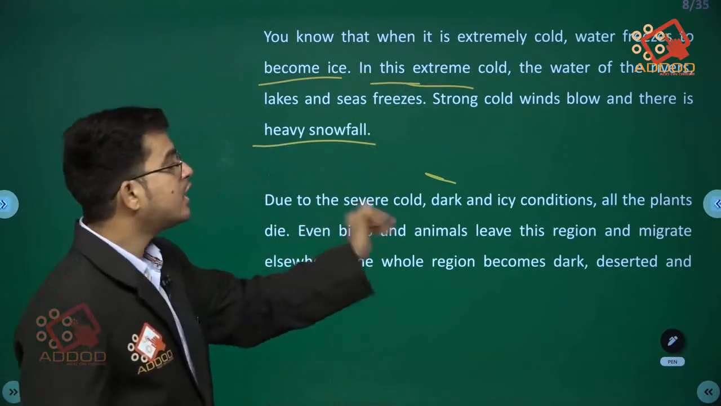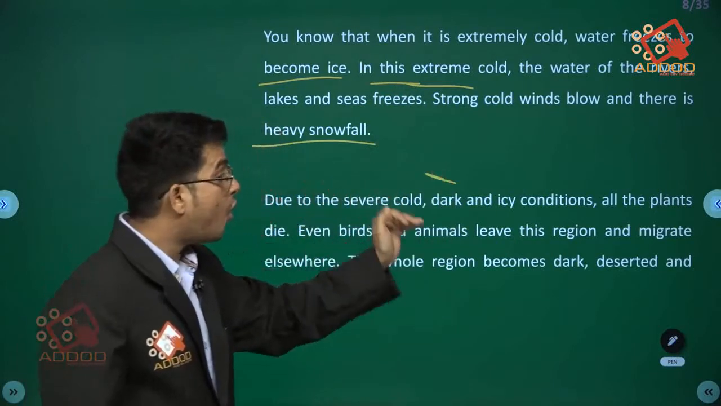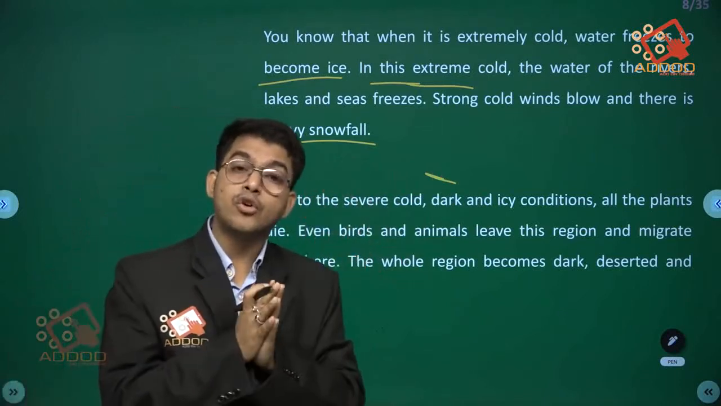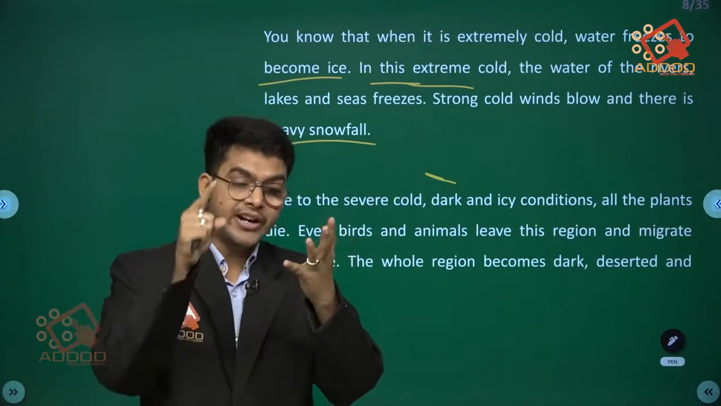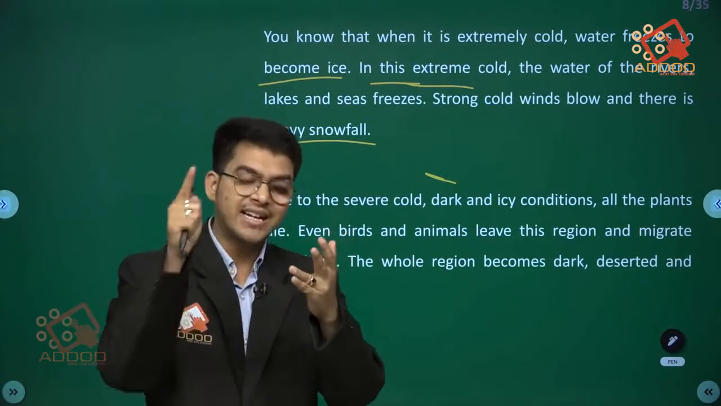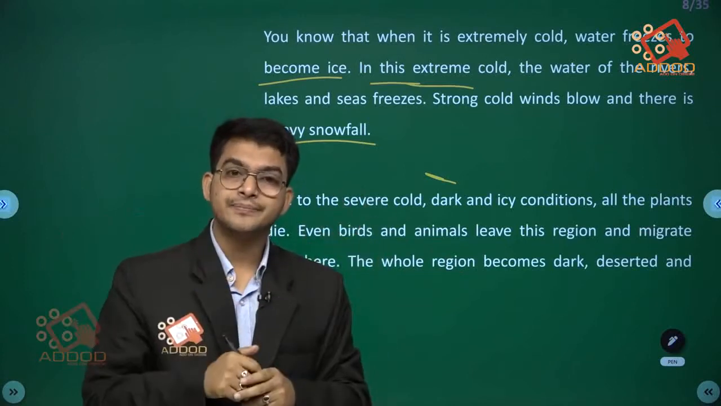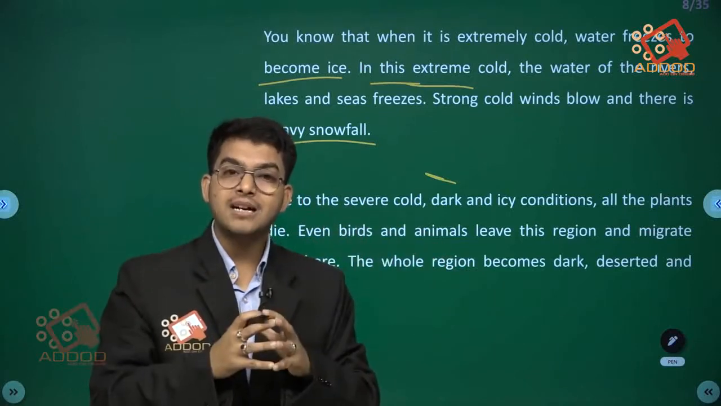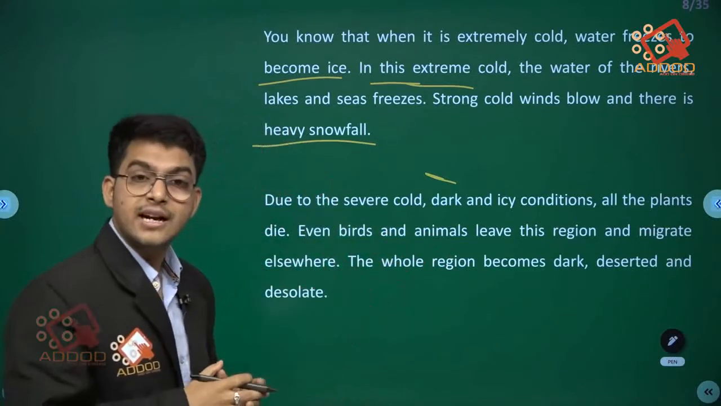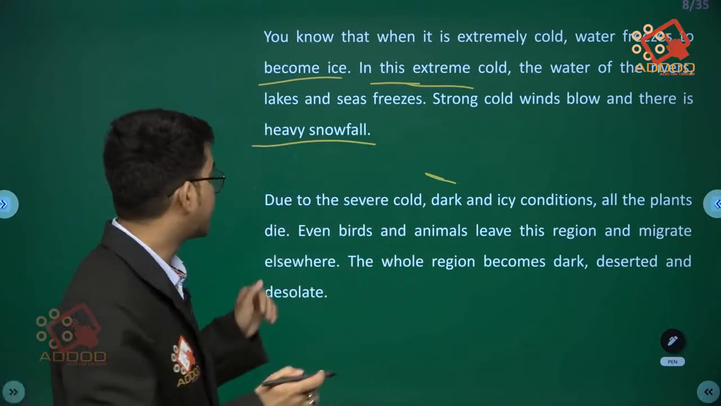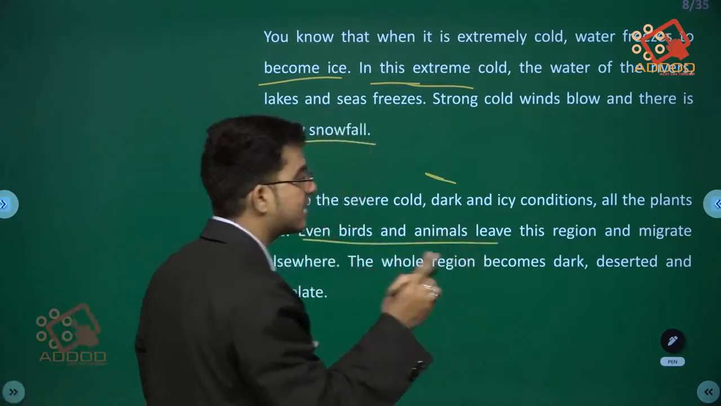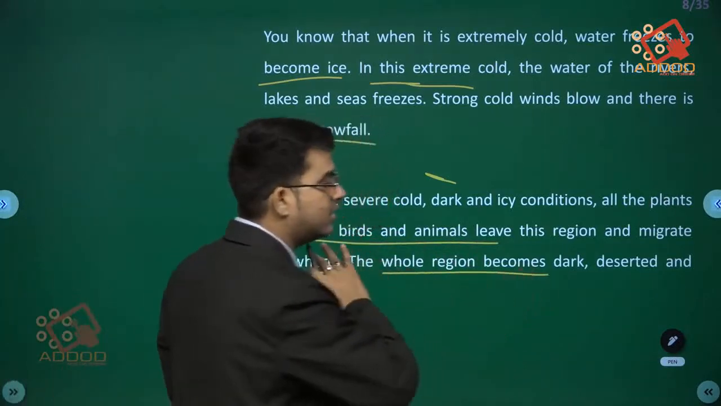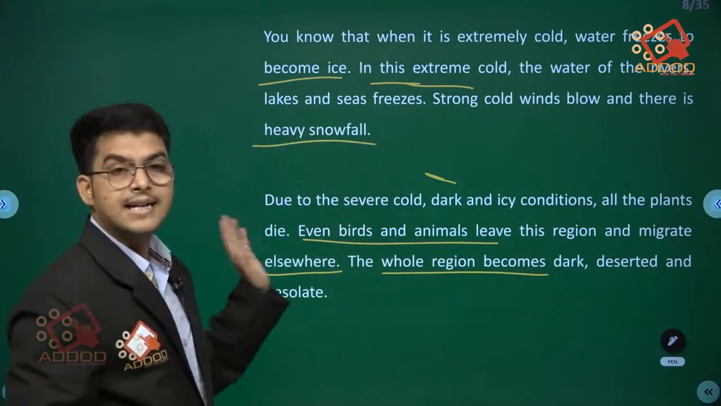Due to the severe cold, dark and icy conditions, all the plants die. They cannot survive because we know the photosynthesis process: we need water, oxygen, sunlight and soil to create healthy plants or trees. But here there is no sunlight for three to four months, which means no vegetation. Even birds and animals leave this region and migrate elsewhere. The whole region becomes dark, deserted and desolate.